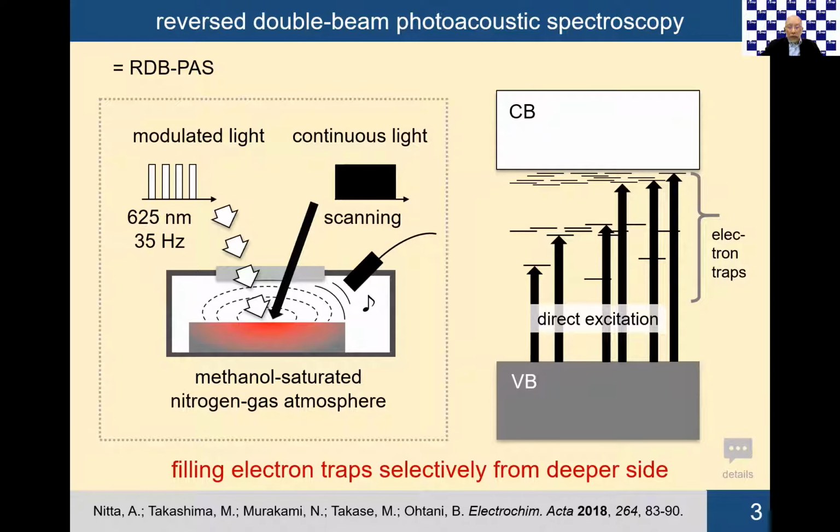So it is possible to detect the accumulation of electrons in electron traps by scanning the continuous light from the lower energy side to the higher energy side. That means first the deep, low energy electron traps are filled. And then this accumulation proceeds to fill up all the higher energy electron traps.